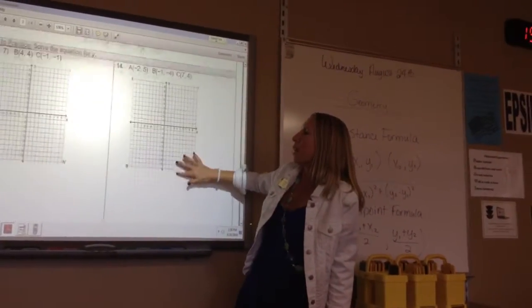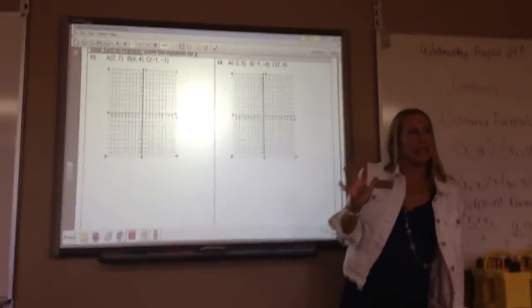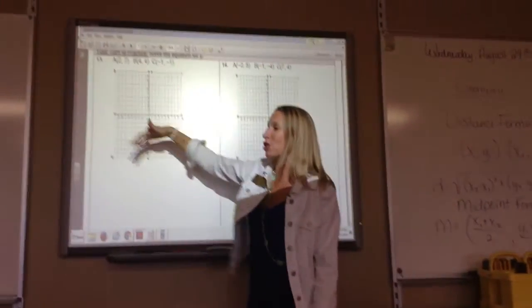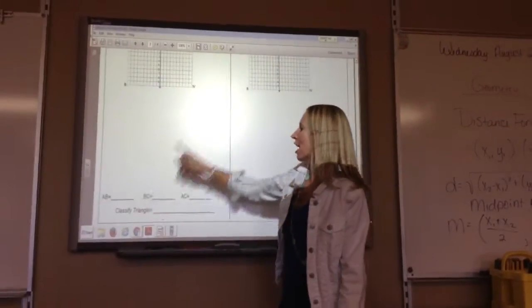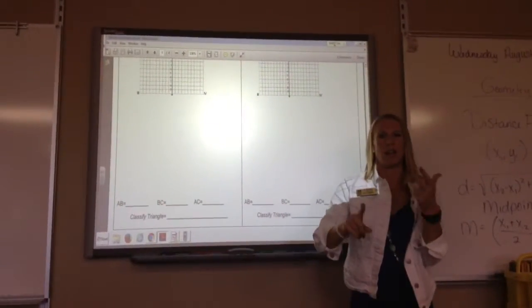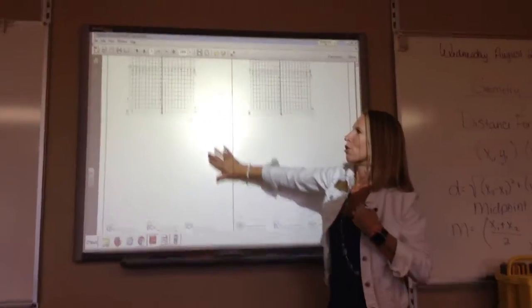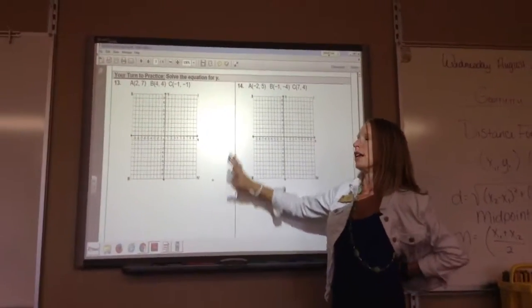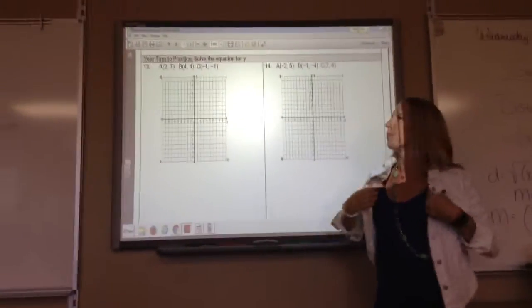So all of these problems on the back are going to be worth 5 points each. You're going to have to graph the triangle. You're going to have to find all the lengths. And then you're going to have to decide whether it's scalene, isosceles, or equilateral. So let's do 13 together so you kind of know what to do. And I know it's kind of small the way I printed it.